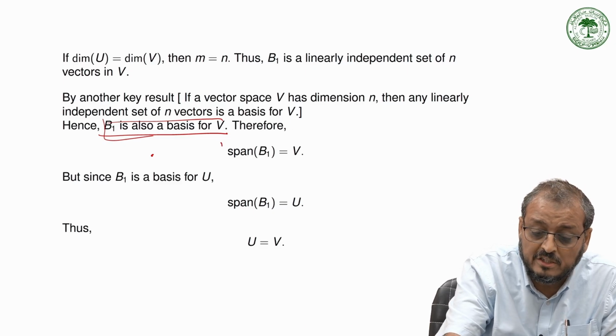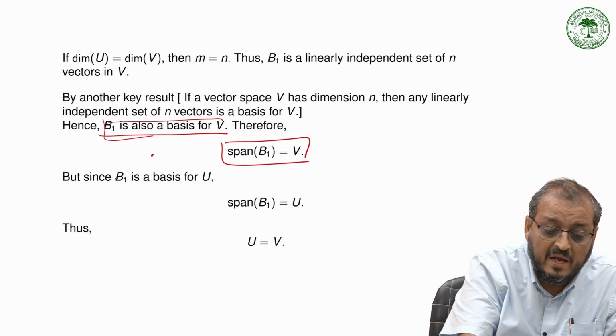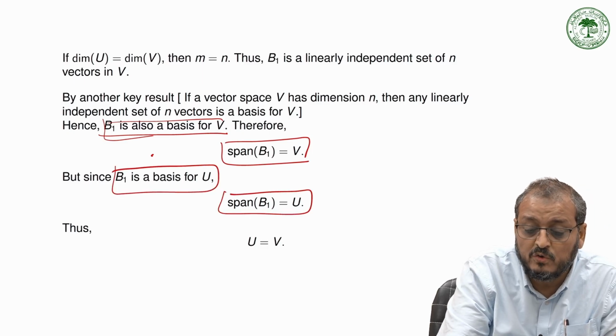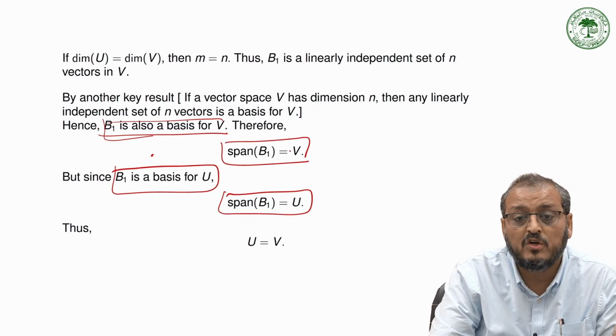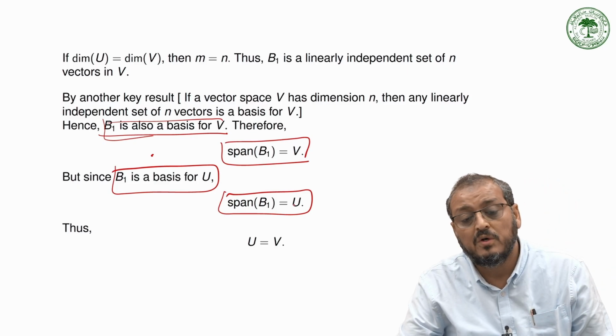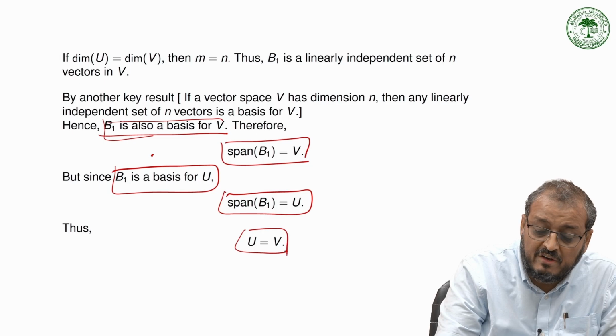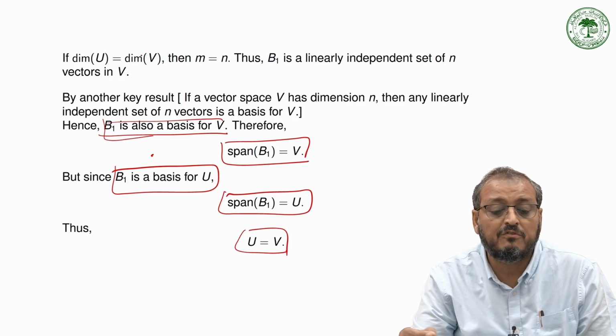So therefore span of B1 is equal to V, and since B1 is a basis of U also, span of B1 is equal to U also. So span of B1 is equal to U, and span of B1 is equal to V. So in this case we can say that U is equal to V whenever dimension of U and dimension of V are the same.